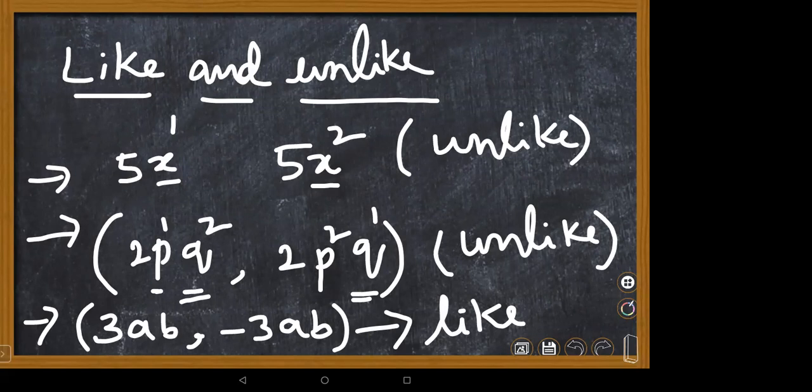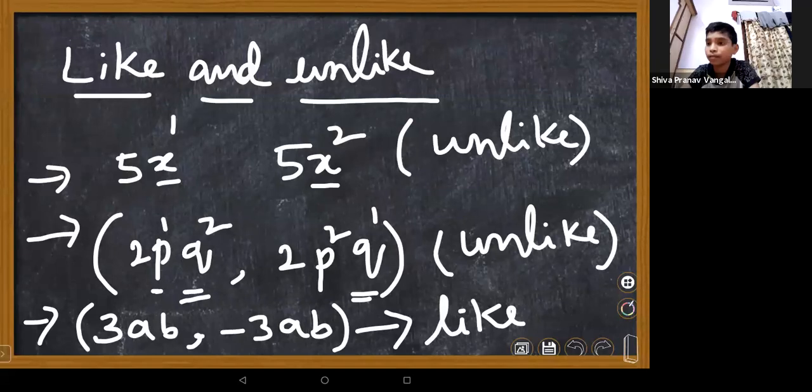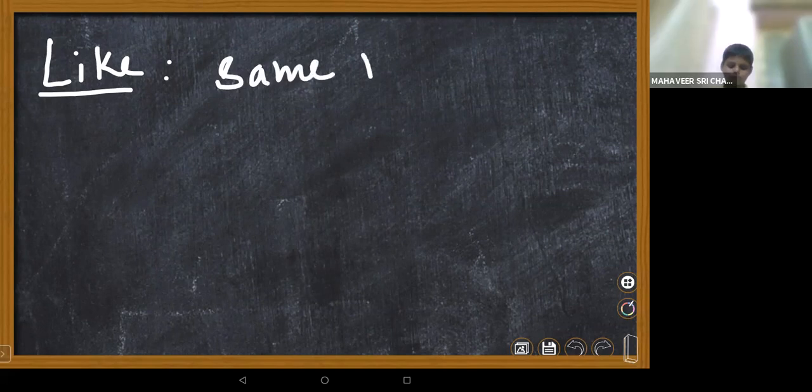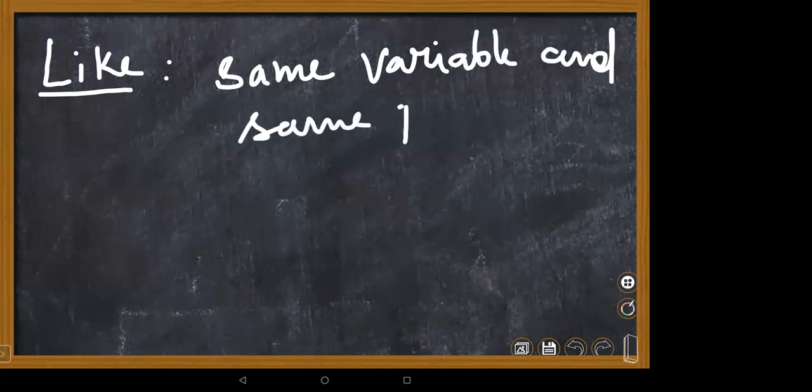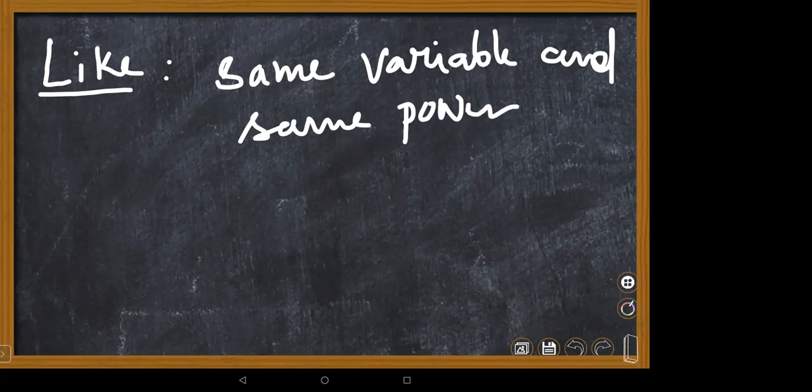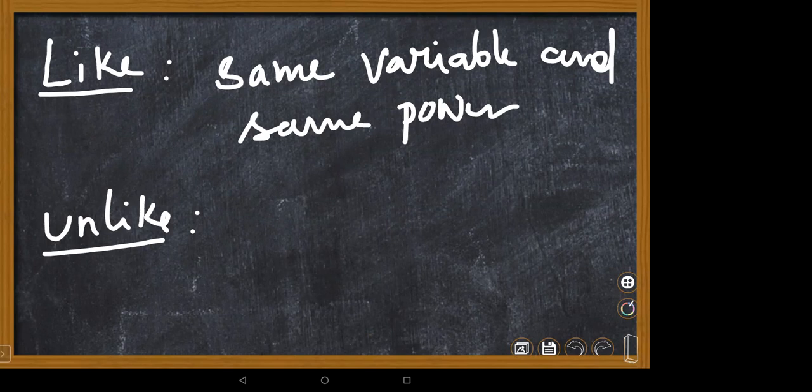Okay, ma'am. Understand, children, like and unlike? Like means the same variable and the same power. Unlike means it is not needed to be the same; it may be different. You have to write in your own words, children. Try to understand your own points and write them.